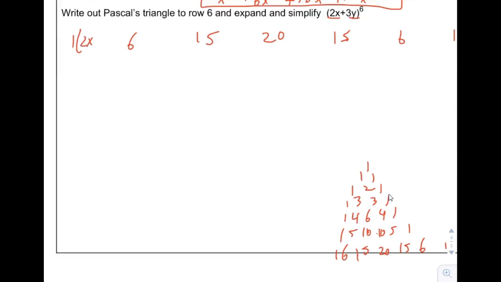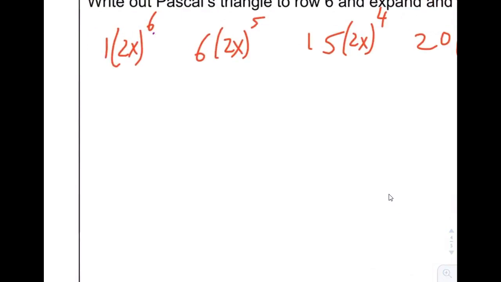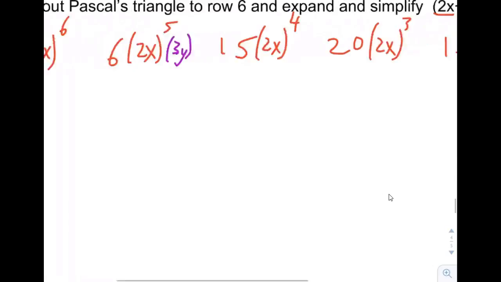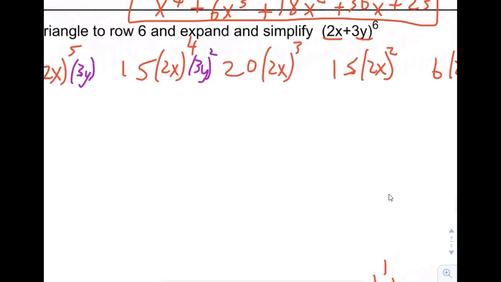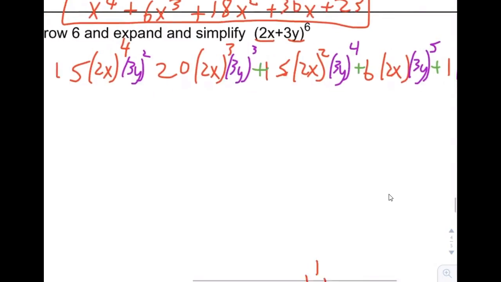So, for example, we're going to put 2x quantity to the 6th, 2x quantity to the 5th, 2x quantity to the 4th, 2x quantity to the 3rd, 2x quantity squared, and 2x. And then the 3y, I'm going to just write it in a different color. 3y to the 0, so there's no 3y term here. This is the first 3y term. 3y to the 1st, 3y to the 2nd, 3y to the 3rd, 3y to the 4th, and 3y to the 5th, and 3y to the 6th. And I am going to put addition signs in between each term because all these terms are added together.